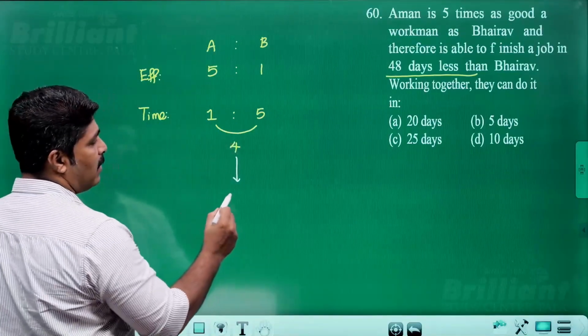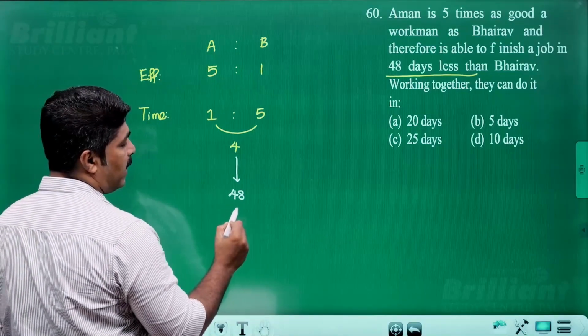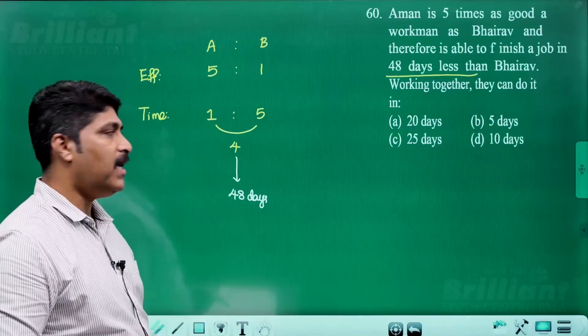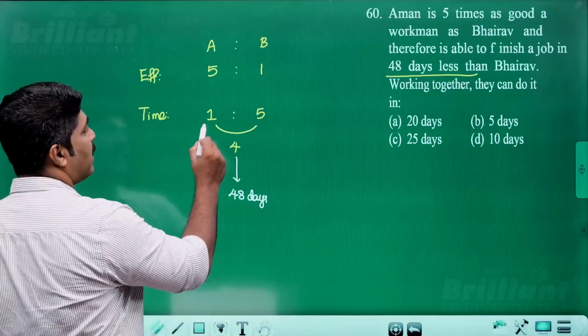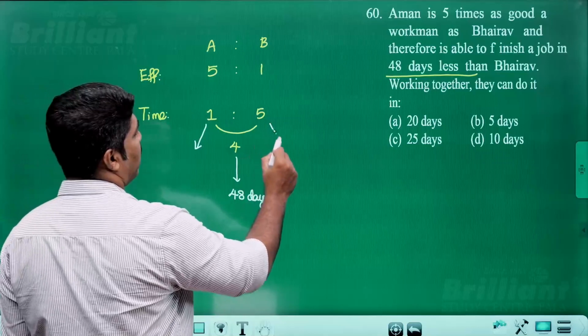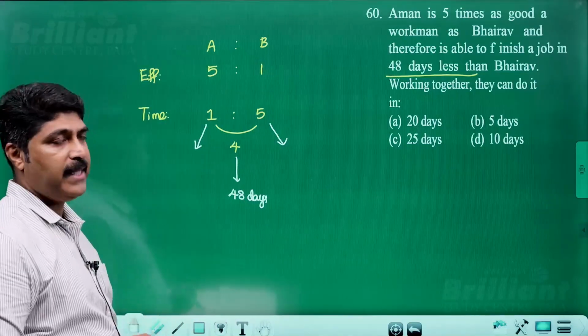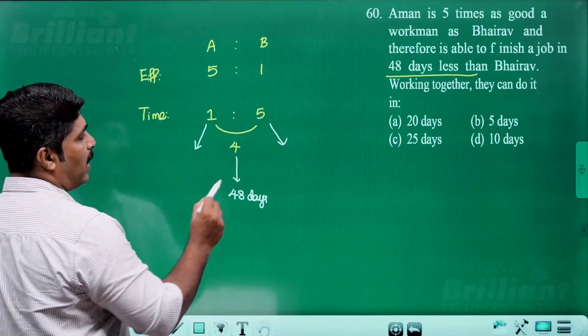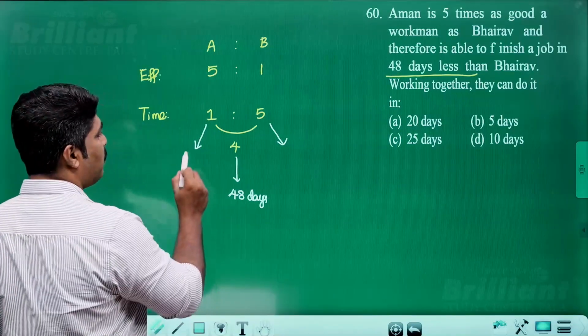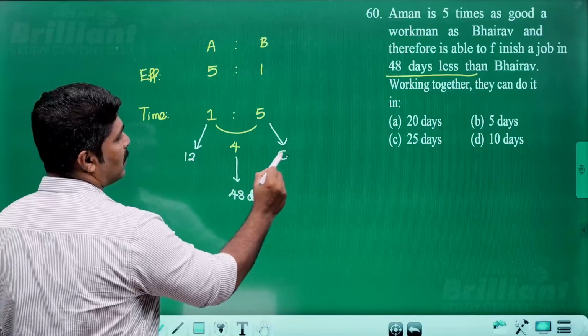It's mentioned here. This 4 is representing 48 days. As 4 is representing 48 days, here you can catch what this 1 represents and what this 5 represents. Clear? Like that we can catch. 4 into 12 will be equal to 48. Therefore, this is 12. This is 60.